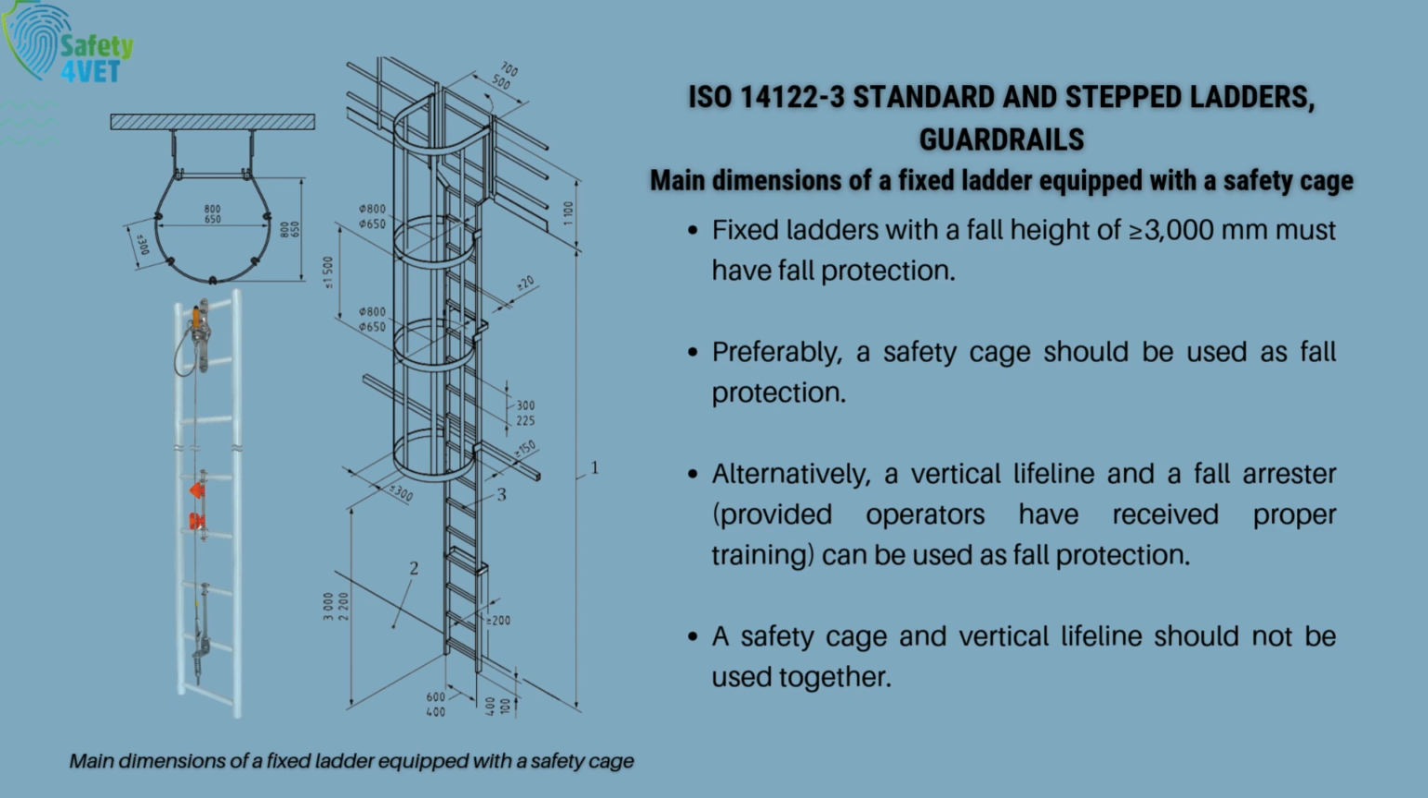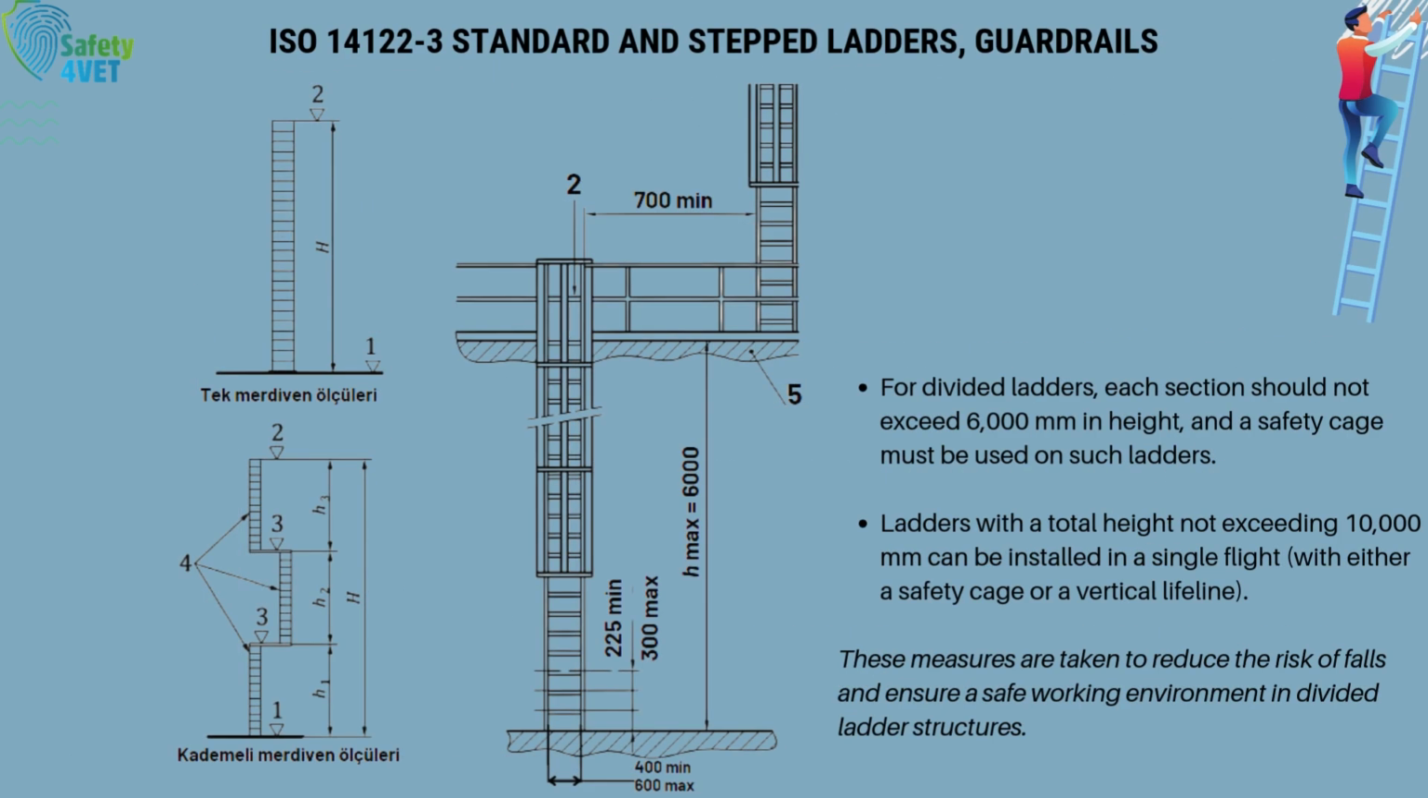When fixed ladders are equipped with a safety cage, the dimensions and standards for this protective equipment must be correctly applied. For divided ladders, each section should not exceed 6 meters in height, and a safety cage should be used. Ladders with a maximum total height of 10 meters can be installed in a single piece, equipped with either a safety cage or a vertical lifeline. These measures are taken to enhance ladder safety, reduce the risk of falls, and ensure a safe working environment.